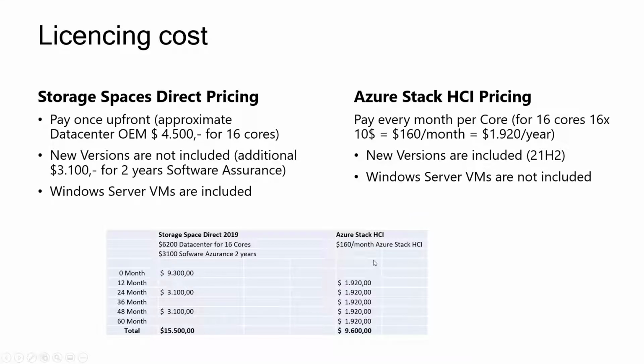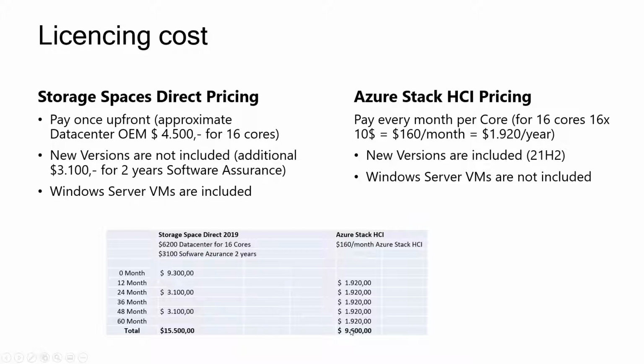For Azure Stack HCI, you pay on a monthly basis for your 16 cores. So after 12 months, you have paid 1,920, then an additional 1,920 after 24 months, and so on. And after 5 years, you have paid $9,600 for always the newest software, but there are no Windows VMs included. Here you have the Windows VMs included in the licensing, and if you don't choose Software Assurance, it's only 6,200 with Windows VMs included.